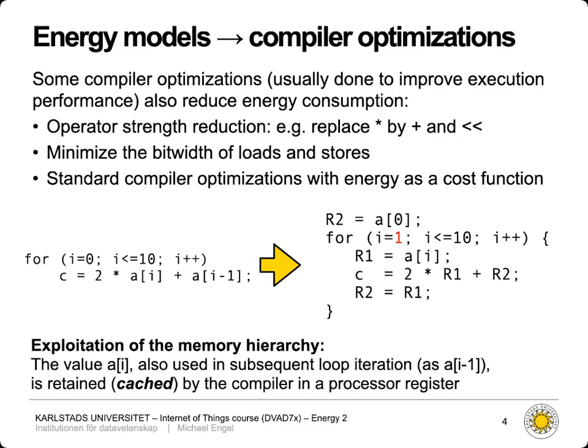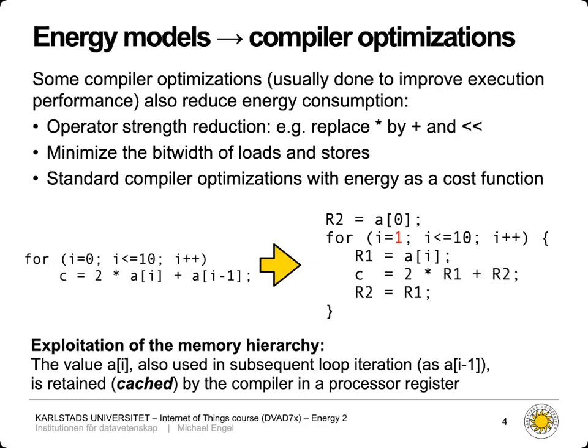So this means if we manage to cache this value, so if we store it in a processor register, then we can actually save energy because we only have to do each load of each array element once instead of doing it twice as on the left-hand side. So this in turn leads us to the code on the right-hand side. So we actually use registers R2 and R1 now, and we cache the value of the current element here in R1, which we use as the ith element, and we always have the previous element stored in R2.